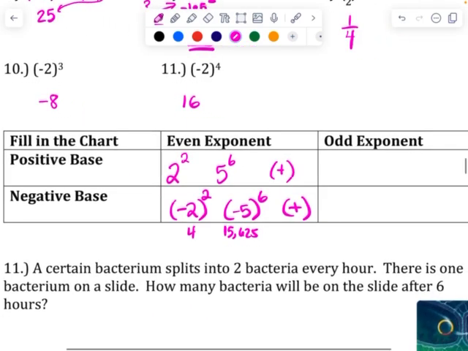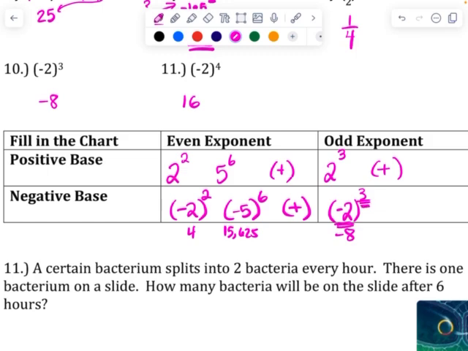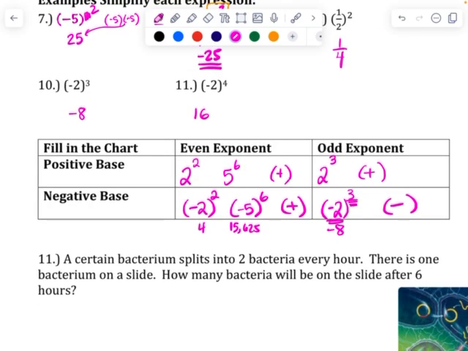An odd exponent, let's say I have 2 to the 3rd power with a positive base. Well, sure, that's always positive. But what if I have -2 parentheses to the 3rd power? Plug that into your calculator. I got -8. Well, guess what? When you have a negative base with an odd exponent, your answer will always be negative. Those are some rules that you can keep in the back of your mind.